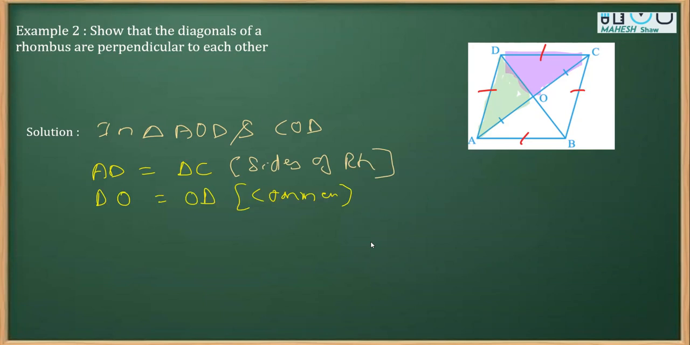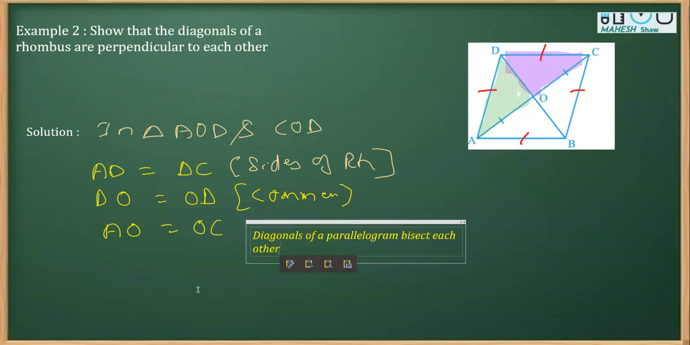Now, in the third part, you should know that a rhombus is a type of parallelogram and diagonals of a parallelogram bisect each other. Therefore, I can write that AO is equal to OC. And the reason, as I said, is that the diagonals of a parallelogram bisect each other, and a rhombus being a parallelogram, its diagonals should also bisect each other. So what we have proved, therefore, we can write these two triangles congruent.